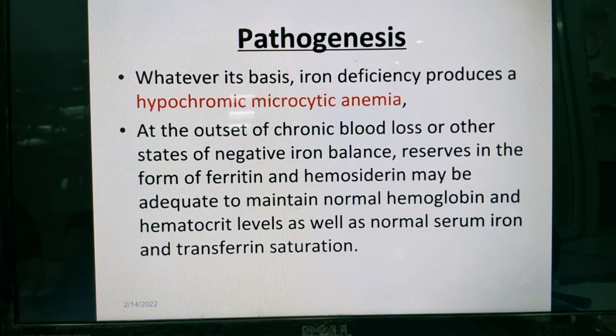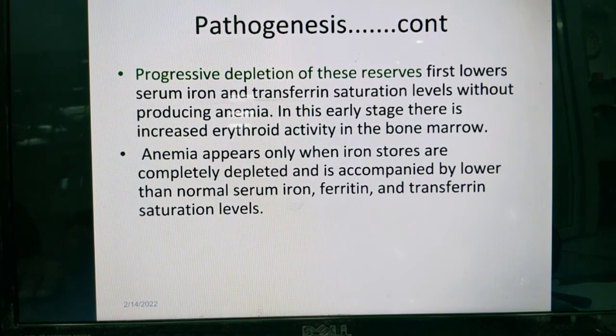Now, pathogenesis. Whatever its basis, iron deficiency produces a hypochromic microcytic anemia. At the outset of chronic blood loss or other states of negative iron balance, reserves in the form of ferritin and hemosiderin may be adequate to maintain normal hemoglobin and hematocrit levels as well as normal serum iron and transferrin saturation. If there is progressive depletion of these reserves, first serum iron and transferrin saturation levels fall without producing anemia.